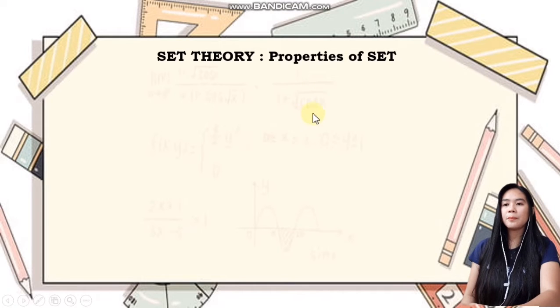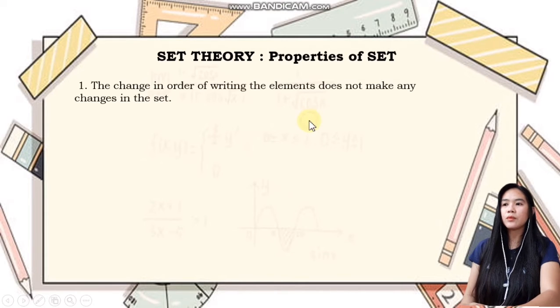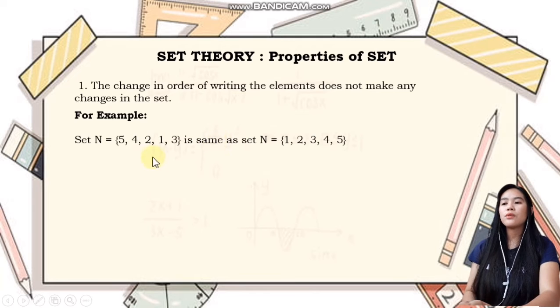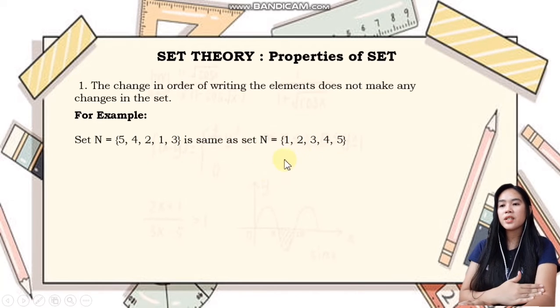So now, let's proceed to the properties of a set. So, number 1, a change in the order of writing the elements does not make any change in the set. Ayan, gaya ng sabi kanina, hindi mahalaga ang arrangement ng elements ng set. It does not make any changes in the set. So, ayan, for example, set N is equal to {5, 4, 2, 1, 3}, which is the same as set N is equal to {1, 2, 3, 4, 5}. Nabago yung arrangement niya, pero hindi nabago ang ating set.